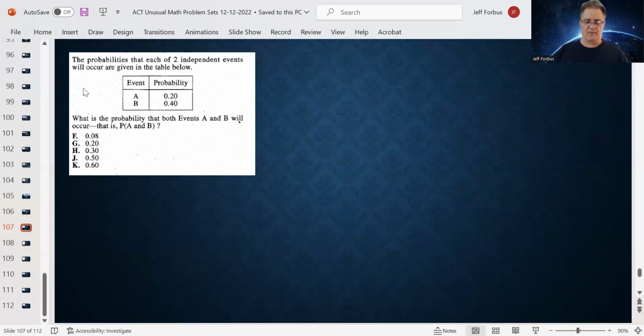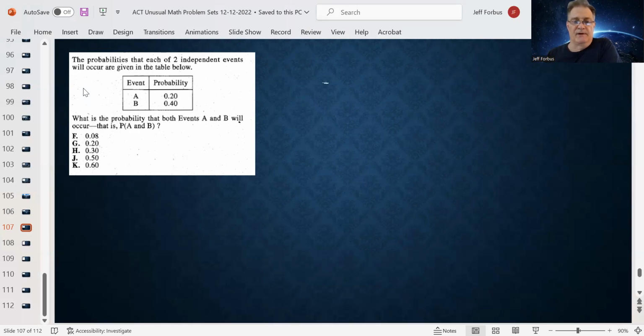Okay, so this is about probability. The probabilities that each of the two independent events will occur. So we're trying to figure out what's the probability of two independent events occurring together. And when that happens, you multiply the independent probabilities together. So it says, what is the probability that both events A and B will occur? That is probability A and B.